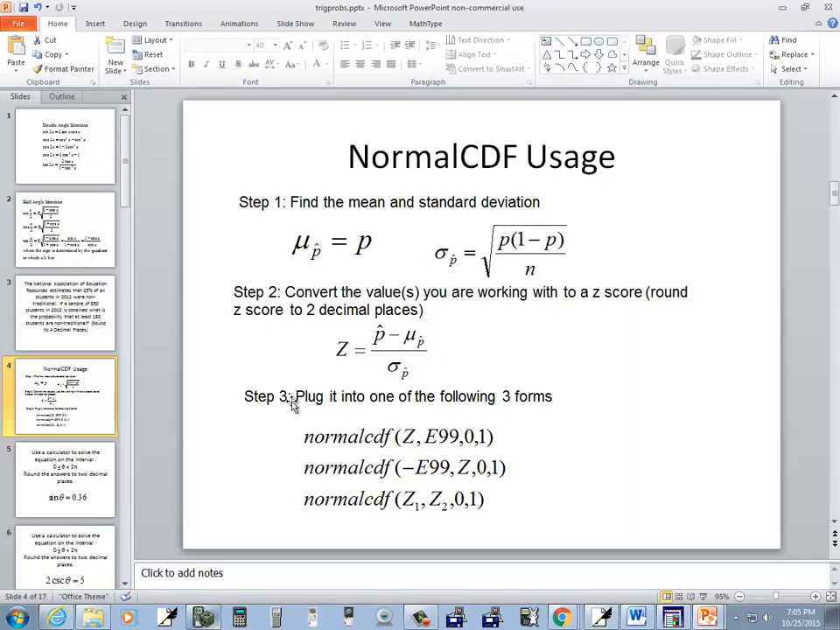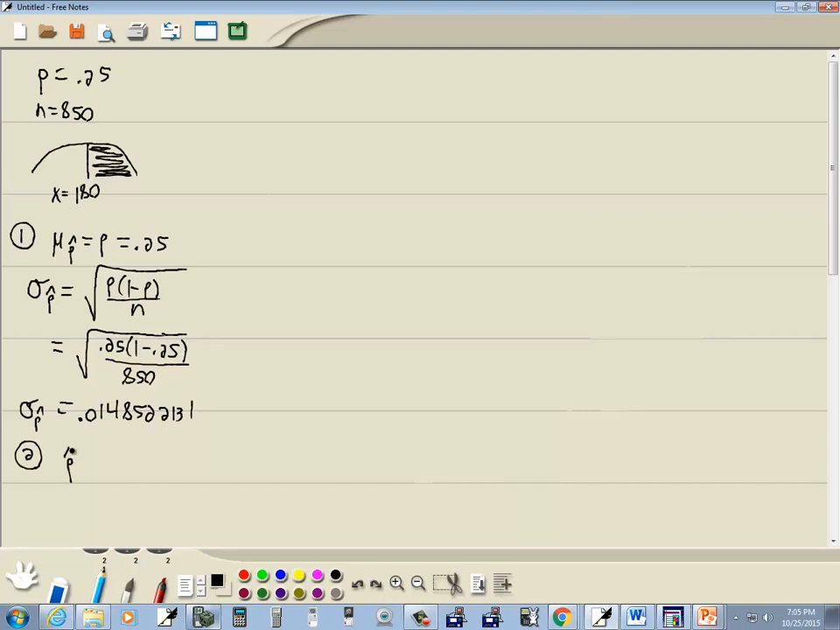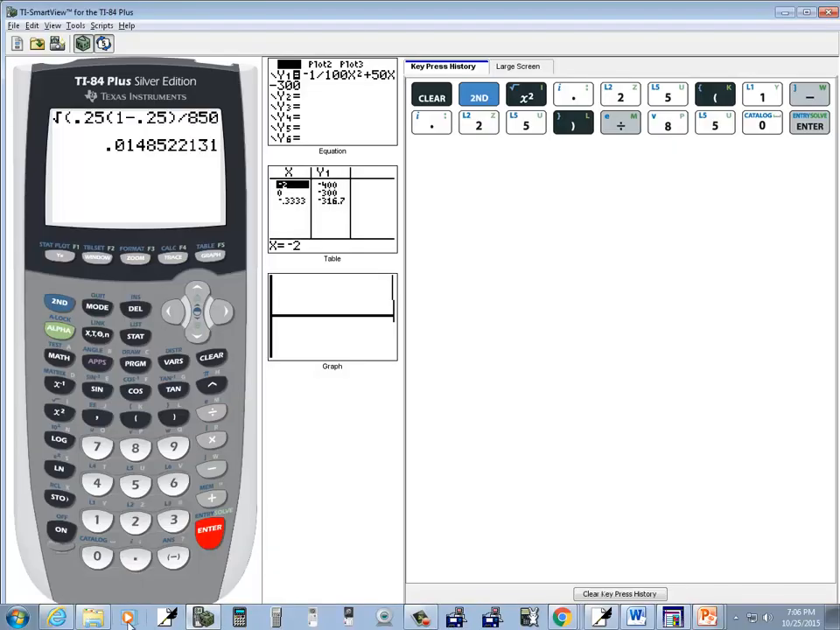Okay, step 2 says convert the value you're working with to a z-score. Now this requires us to have p hat. Sometimes these problems give you p hat. Instead of saying what's the probability that at least 180, they say what's the probability at least 23%. So they give you the p hat directly. This one doesn't, so we have to calculate it. P hat is equal to x over n. And x is 180 over n, which is 850. So p hat's going to equal 180 divided by 850.